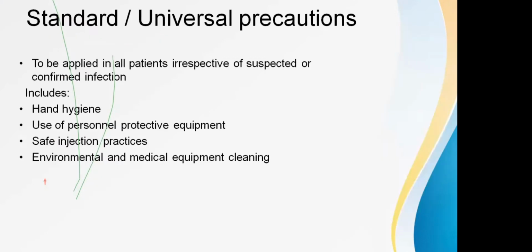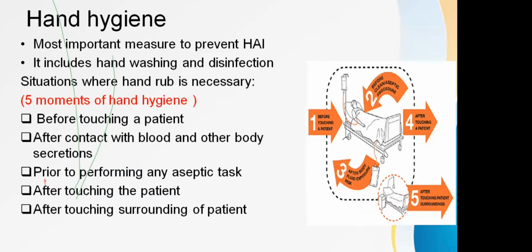Okay, this was all about the surgical site infections, right? And talking about the universal precautions, we have hand hygiene, use of personal protective equipment, safe injection practices, and environmental and medical equipment cleaning. This will all be dealt with by another colleague of mine in the upcoming lectures.